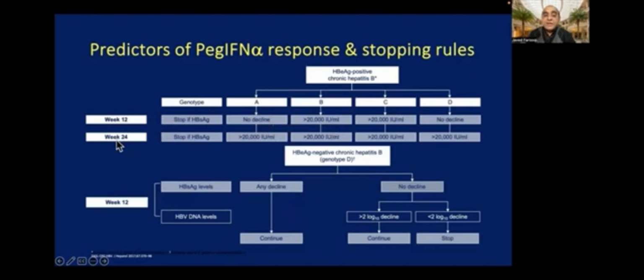At week 24 or 6 months, you stop if HBs antigen is more than 20,000. So the 12 weeks formula applies for HBe antigen positive when for A and D when there is no decline, and for B and C decline is there but still it is more than 20,000, you stop patient treatment. And if you check the HBs antigen at 24 weeks and if it is more than 20,000 irrespective of the genotypes, you stop treatment. So this is the stopping rules for pegylated interferon according to the HBs antigen levels or titers or quantification. I think you have got it.